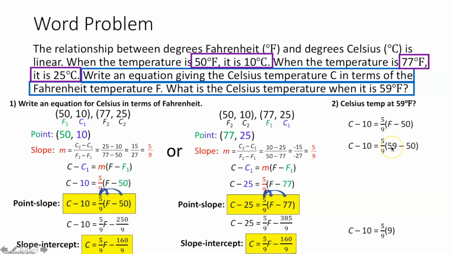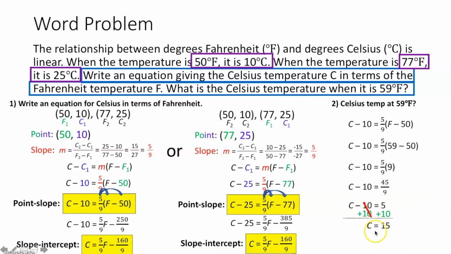Boom. Now I simplify. What's 59 minus 50? That's 9. And what's 9 times 5/9? Well, 9 is the same thing as 9 over 1. So I multiply the 9 and the 5 together, the 1 and the 9 together. I get 45 over 9, which simplifies to 5. Now what I can do is I can get c by itself by adding 10 to both sides of the equation, and I get c is equal to 15.